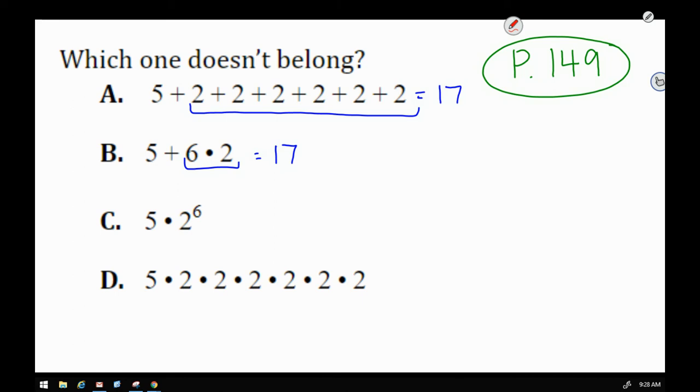What did you get when you typed C in the calculator? 320. And D? 320. Do those mean the same thing? Does 2 times itself 6 times equal the same thing as 2 to the 6th power? Yes. None of them.